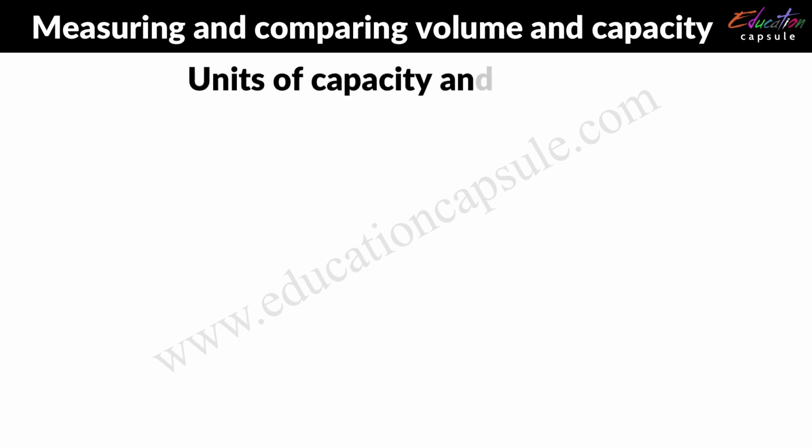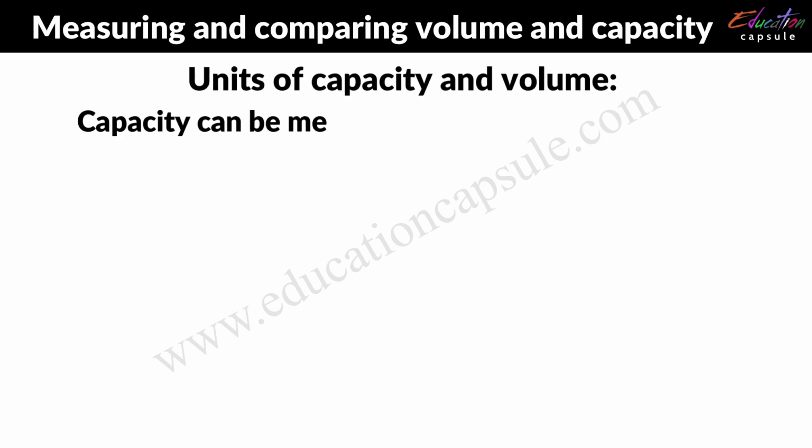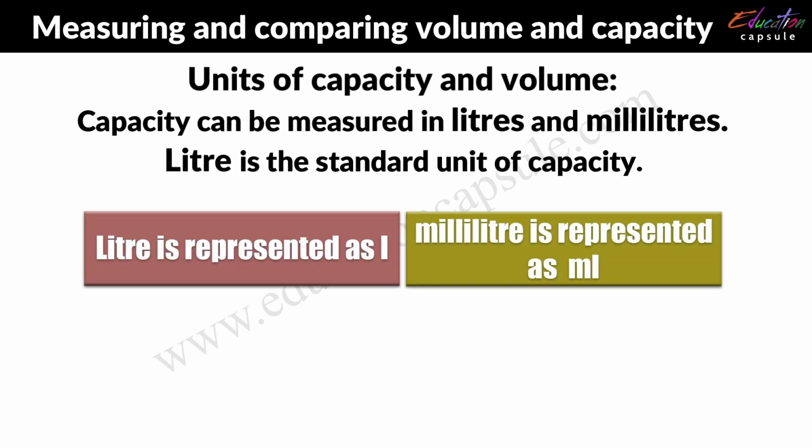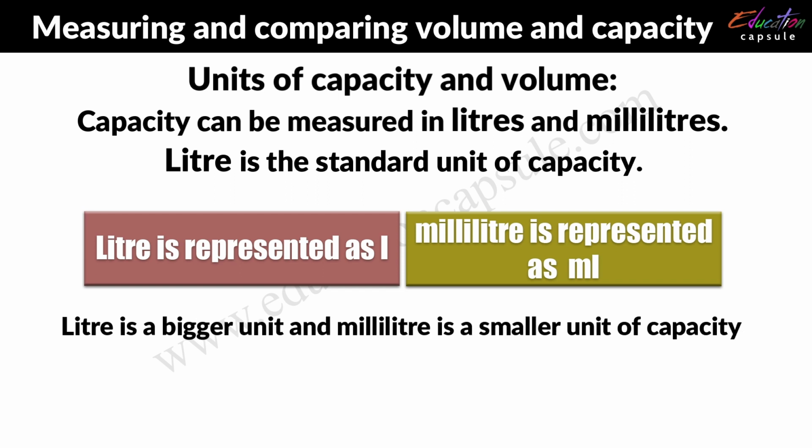Units of capacity and volume. Capacity can be measured in liters and milliliters. Liter is the standard unit of capacity. Liter is represented as small l, whereas milliliter is represented as small ml. Liter is a bigger unit and milliliter is a smaller unit of capacity. Did you know that 1 liter is equal to 1000 milliliters?